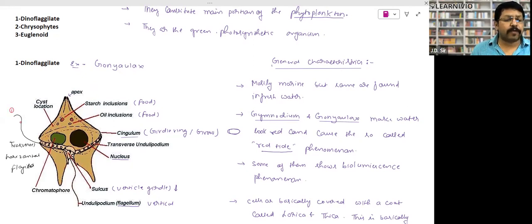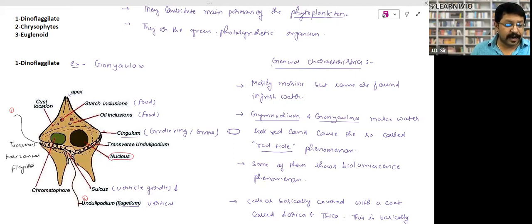What is the use of flagella? It's a hair-like structure, and they use it for swimming. There is one horizontal flagella and one vertical flagella. Look, this is the second flagella. So they have two flagella and both are at a 90-degree angle. They have a nucleus, meaning the nucleus is present because they are eukaryotic cells.